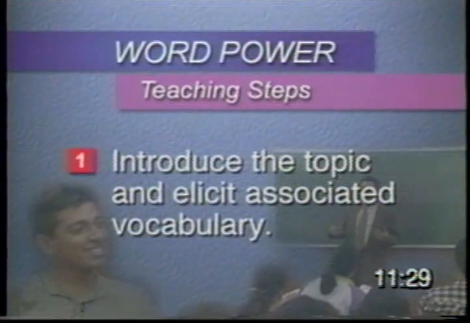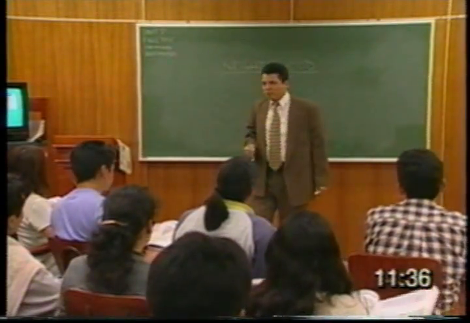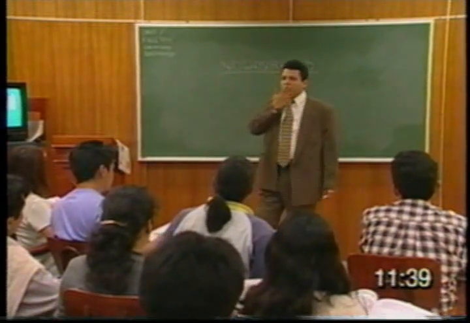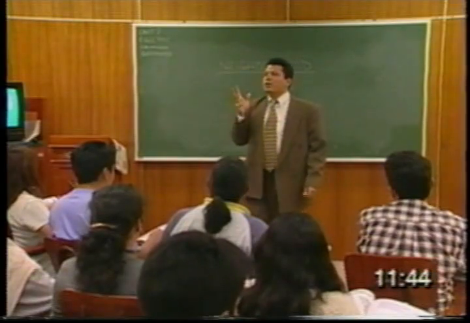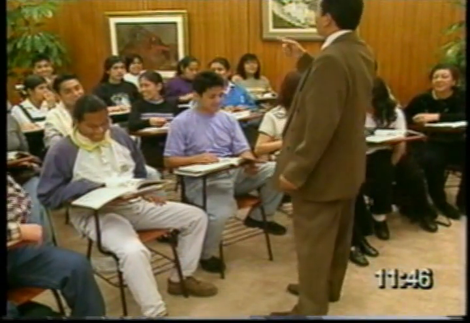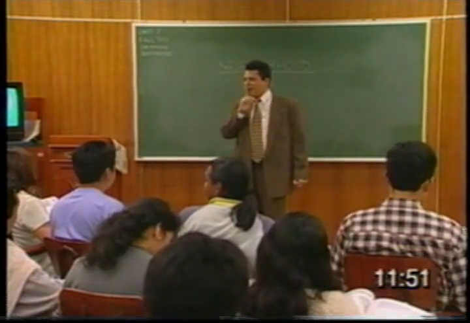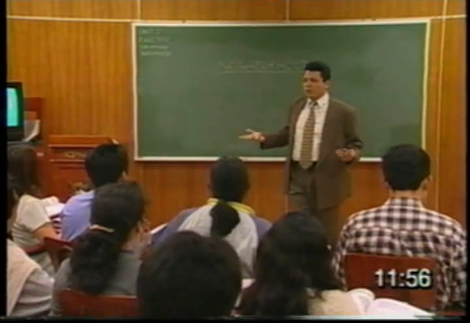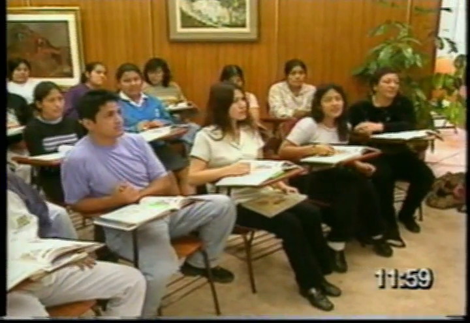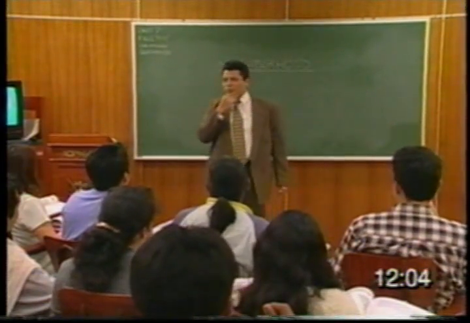Teaching Step 1. Introduce the topic and elicit associated vocabulary. What is it? What is a neighborhood? Any ideas? Marco. I don't understand that. Can you explain it in English, Marco? No, not quite. Everybody here is part of this. What is a neighborhood? For example, he's my neighbor. Okay, he's your neighbor. Neighborhood is the place. A place. What place?